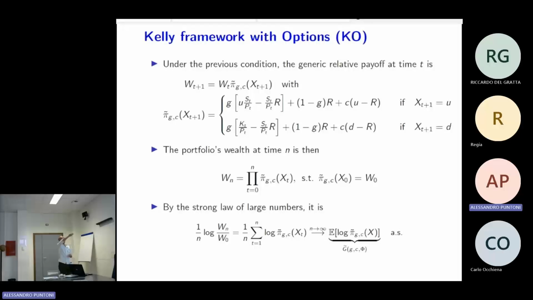In this way, we can write the equation of the wealth in a multiplicative form, given this payoff. Given the dynamics of the wealth in a multiplicative form, we apply the law of large numbers to get the growth rate, in this case denoted with a tilde, to define the Kelly solution with option that we call KO. Again, we have a closed form solution for this, but it doesn't matter.